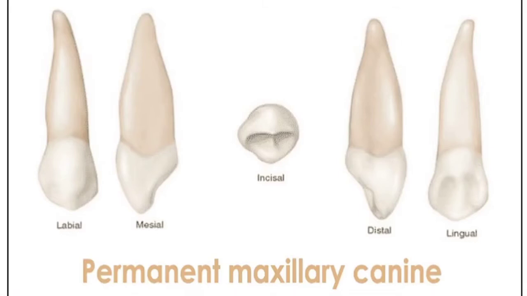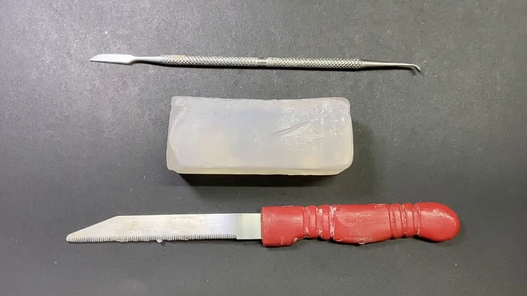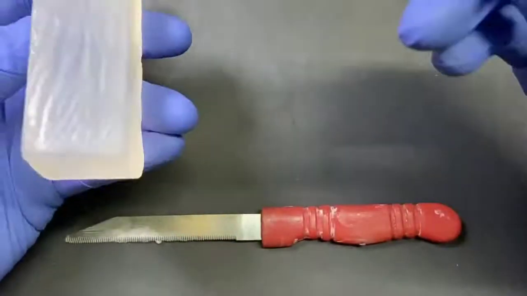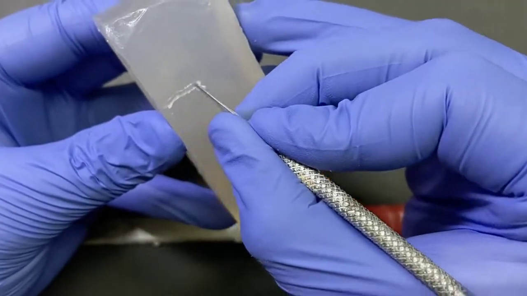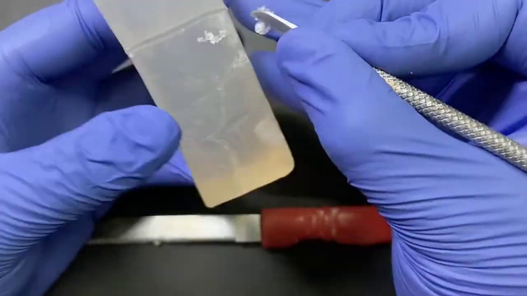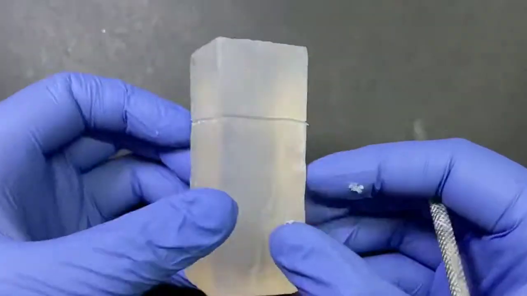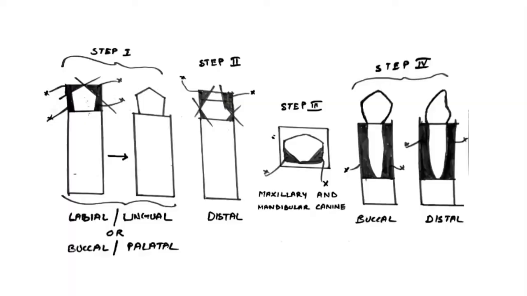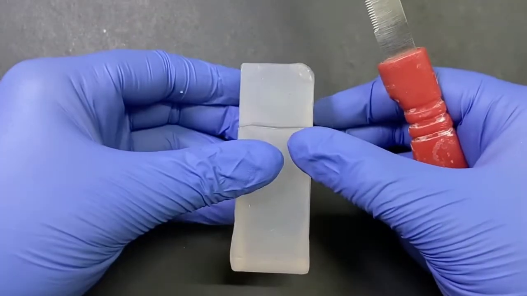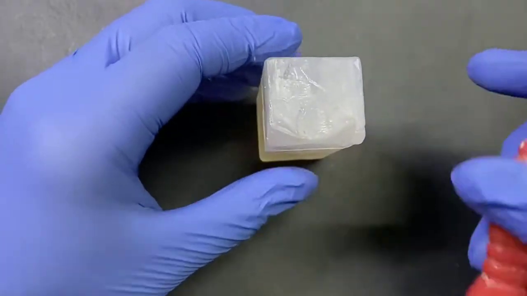So I welcome you all into this carving session in which we are going to discuss the permanent maxillary canine. The video series has been made by Dr. Rahul, and here we are demarcating the crown and the root surfaces. You can pause here and have a look at the diagram. You'll get to know how much has to be removed.